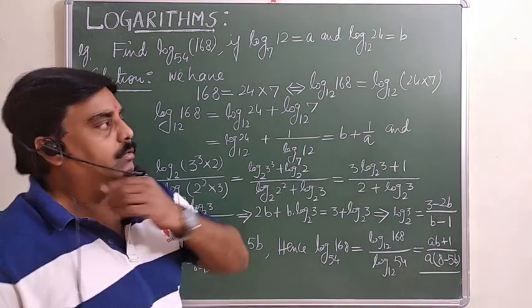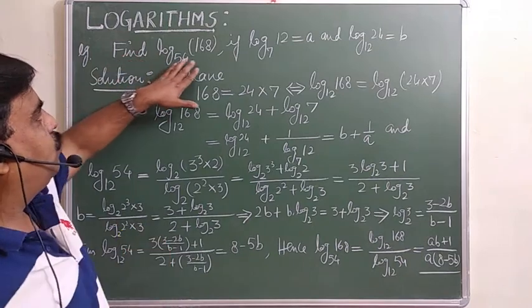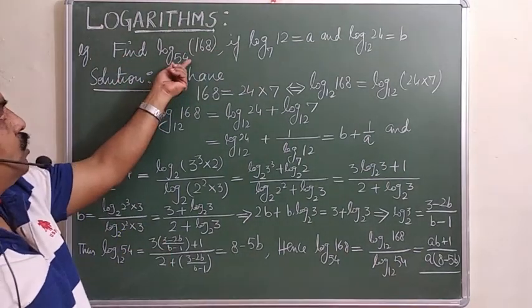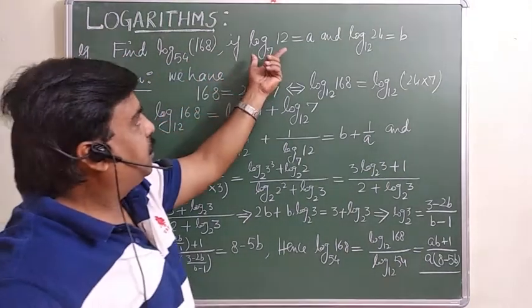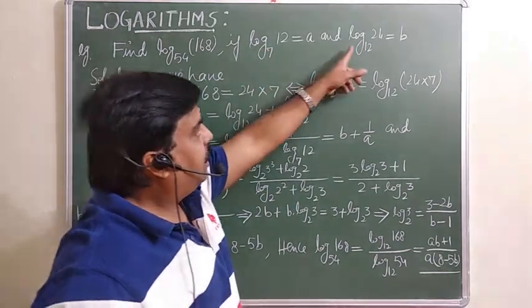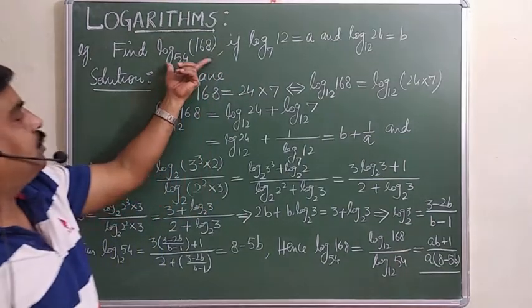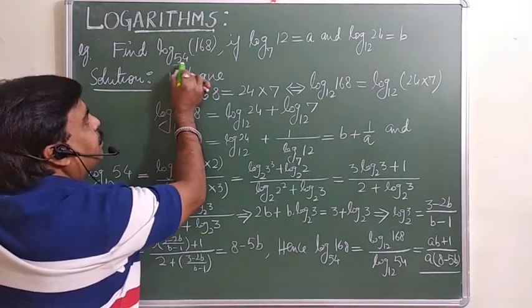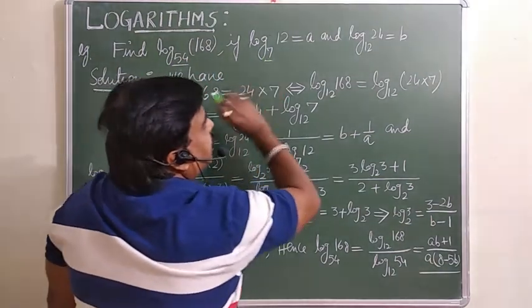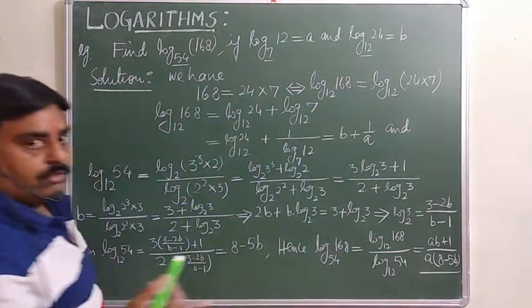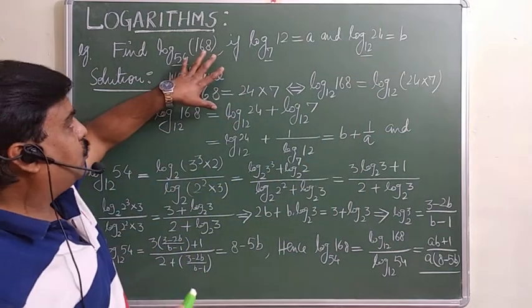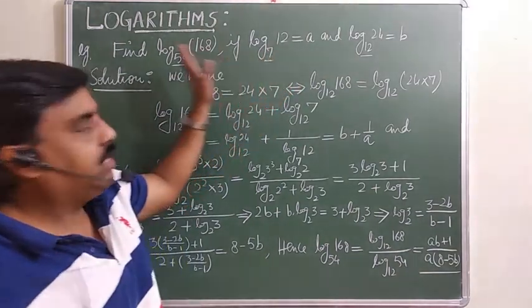Now one problem is there. You have to find the value of log 168 at the base 54. Information is given: log 12 at the base 7 is A and log 24 at the base 12 is B. You have to find it out. The important point is here the base is 54, here the base is 7, and here the base is 12. So it's quite complicated, because the base is totally different in all these three cases.